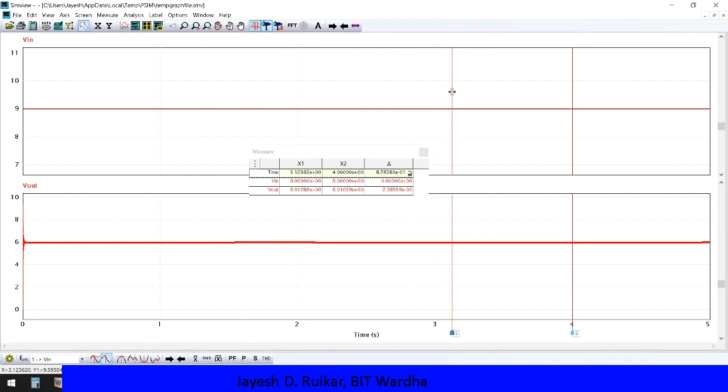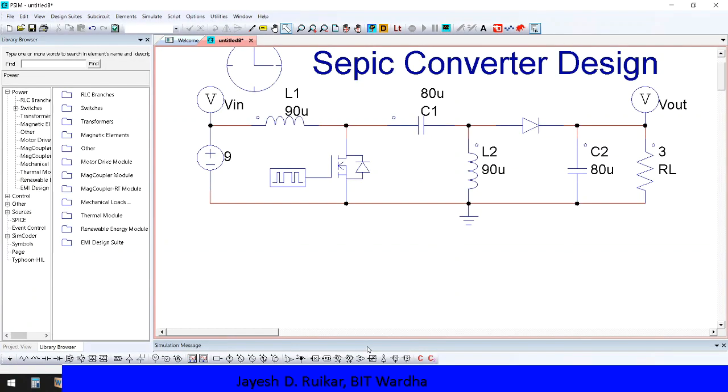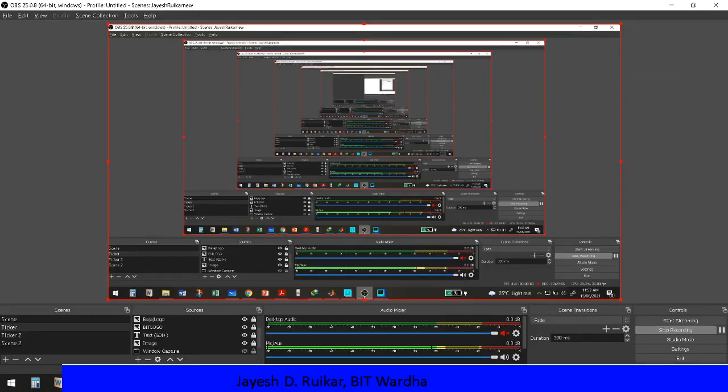Is that clear? That's all for today's class. You can measure other quantities also. Likewise, you can measure the current across this inductor. You can measure the voltage across it. So that you can always measure. So that's all for today's class. So yes, I will stop now.